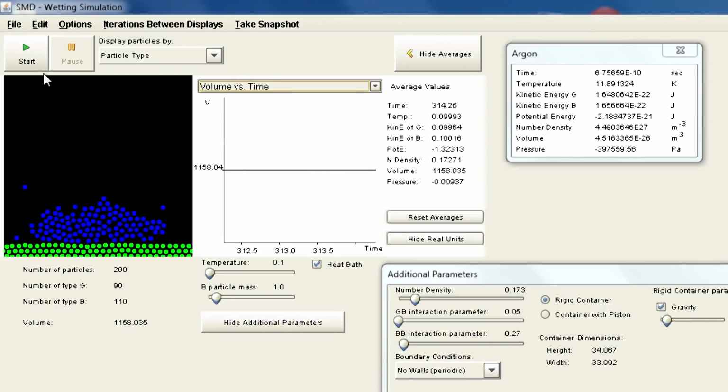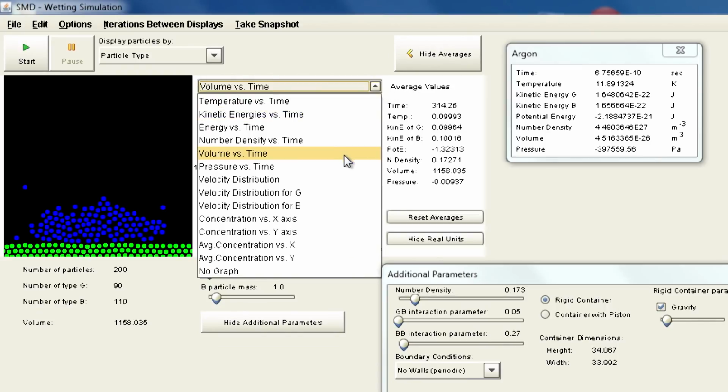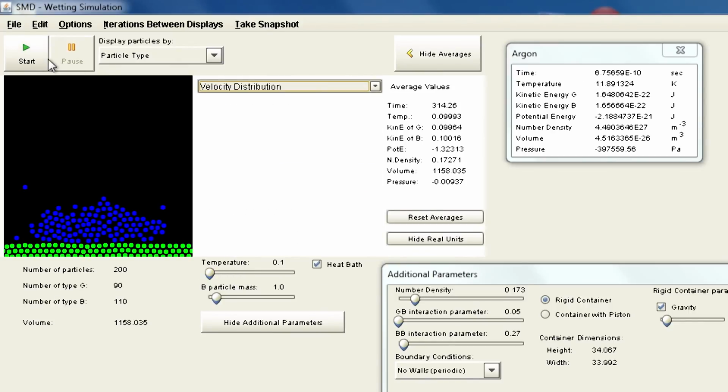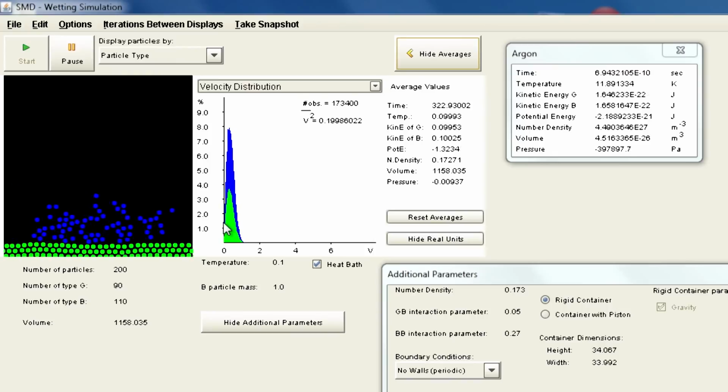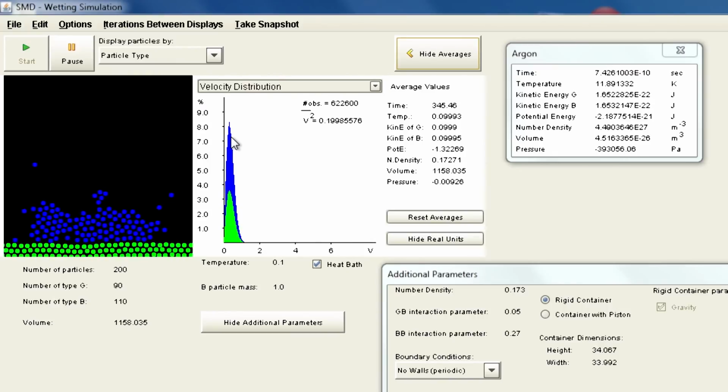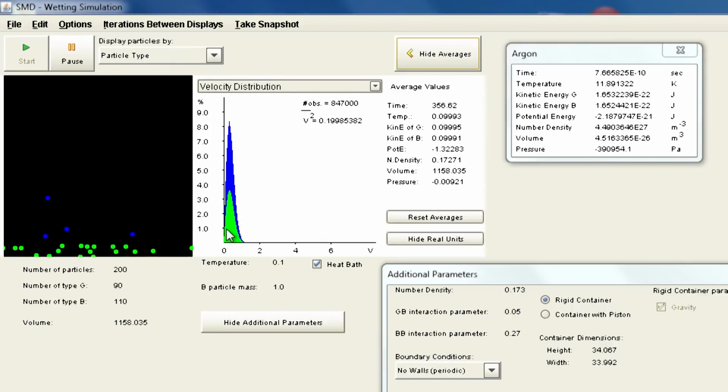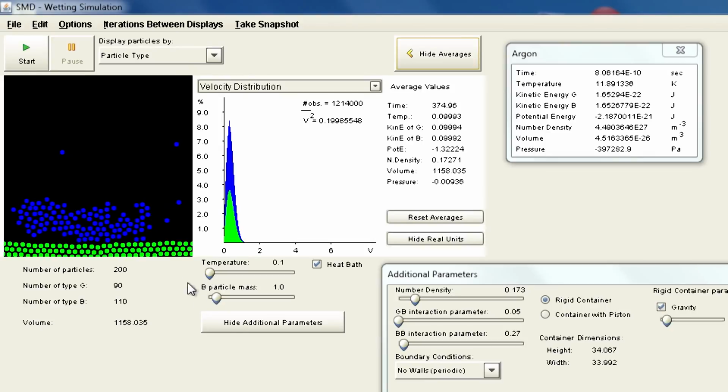Let us look at this a little bit. Yes, it is constant because it is TVN. Velocity distribution, let us look at that. You are seeing the velocity distribution is much more peaked for the blue, and the green we are looking here. Let us stop that, and let us change the particle mass, and we are changing the blue particle mass. Let us see what is the effect on wetting.